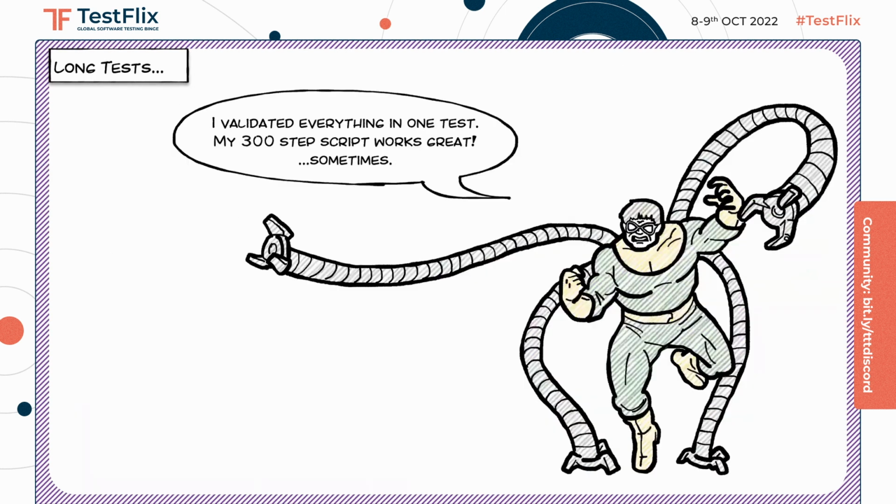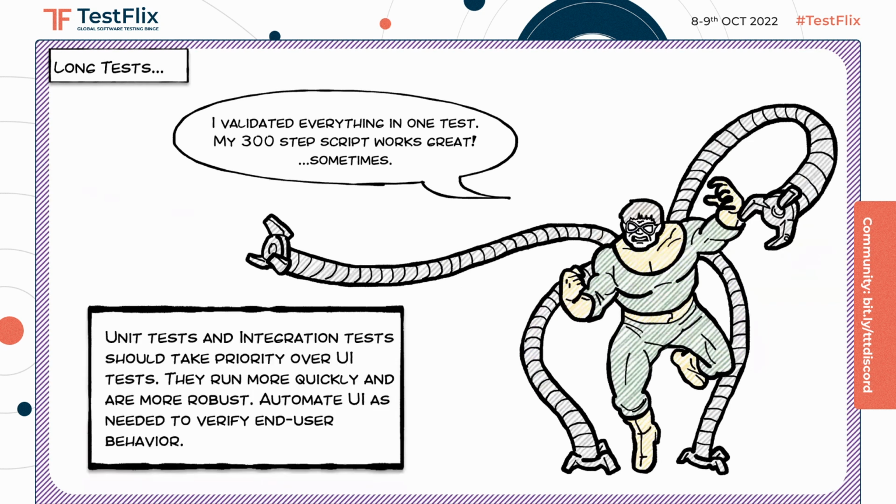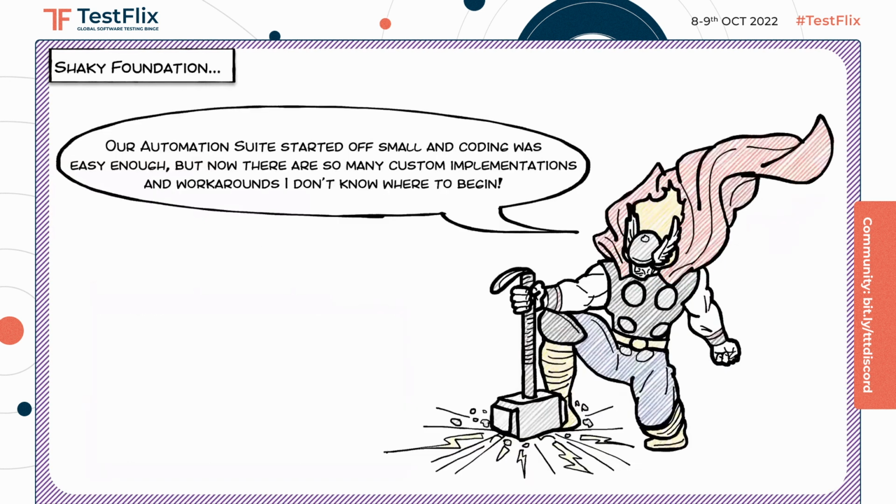Additionally, I've seen exceedingly long tests that are 300 steps long that validate dozens of things. Unit tests and integration tests should take the priority over those UI tests. They run more quickly and are more robust, and you want to automate the UI as needed. Ideally, each test validates one thing, no more, no less. That means no 300-step scripts, because once you have a failure at a certain point, it skips the rest of the validations and goes on to your next test.